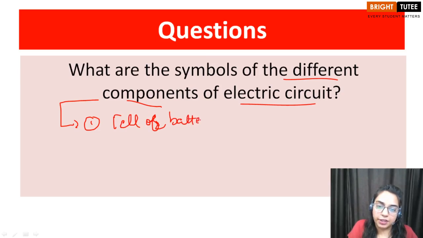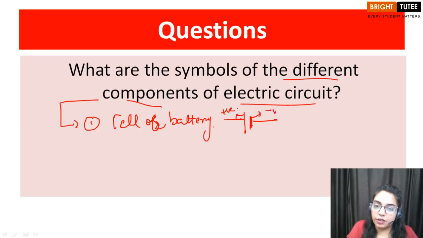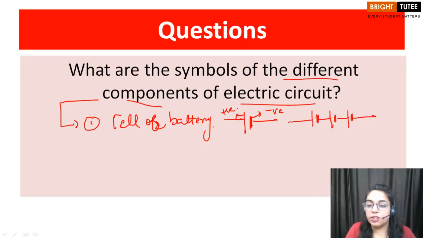So children, a cell is represented by two parallel lines. The longer line represents the positive terminal, whereas the shorter and thicker one represents the negative terminal of the cell, right? And if we have to make a battery, then we will connect more such pairs. Suppose we have created a battery with 3 cells, we have to connect the negative terminal to the positive one, right? Everywhere we have to follow this same procedure, okay?